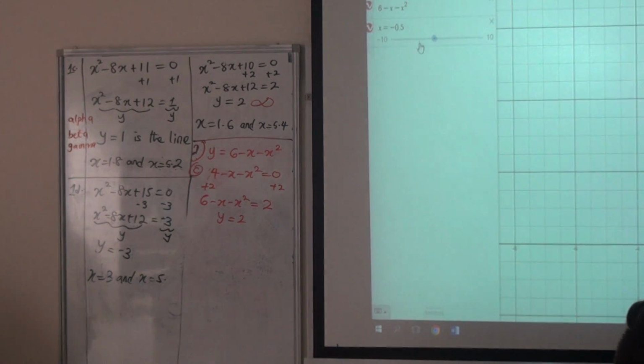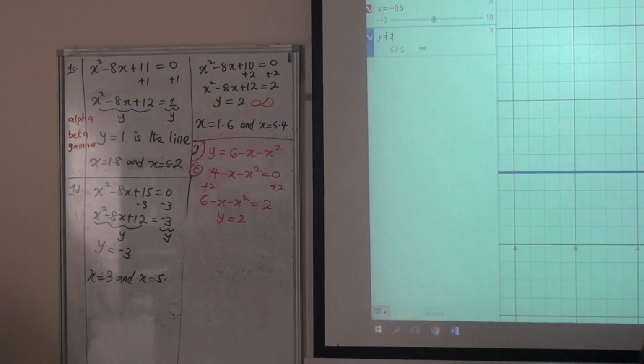Okay. y equals 2. That's it. So where did they meet? Let's check that. Excuse me, would you mind, just give us some space. Thank you. What is that? x equals what? Negative 2.55. Negative 2.6. Basically the answer is negative 2.6 and 1.6. So you should get something closer to that. Alright? You should get something closer to that.